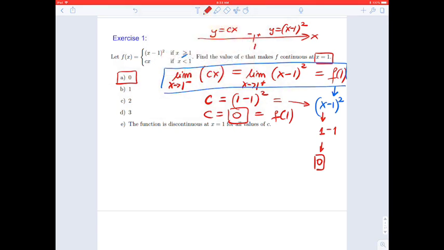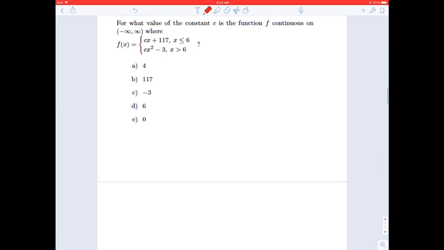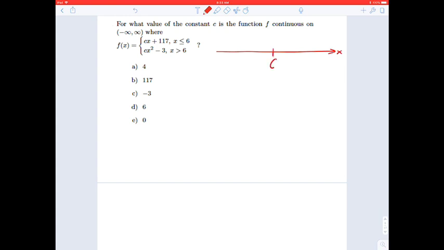Okay, let's see the next question. For what value of the constant c is the function f continuous everywhere? The function is defined as cx plus 117 for x less than or equal to 6, and cx squared minus 3 for x greater than 6. The same thing, I can draw a number line with 6. On the left hand side, I have the function defined as cx plus 117. On the right hand side, I have cx squared minus 3. And now both of the limits have to be the same.